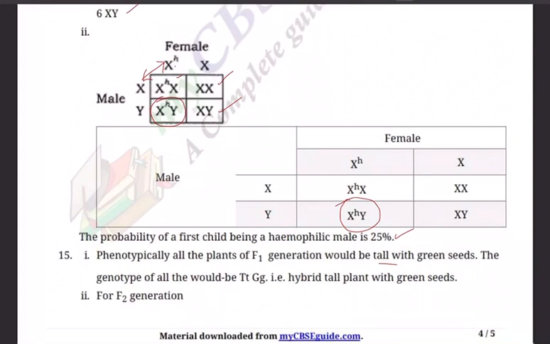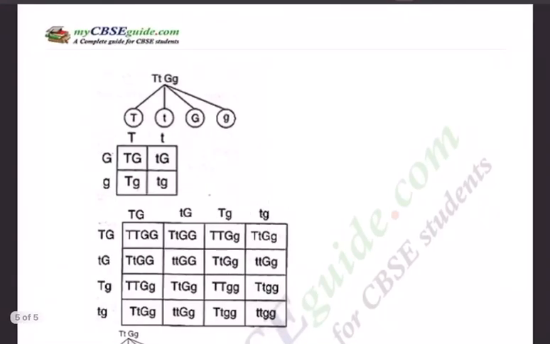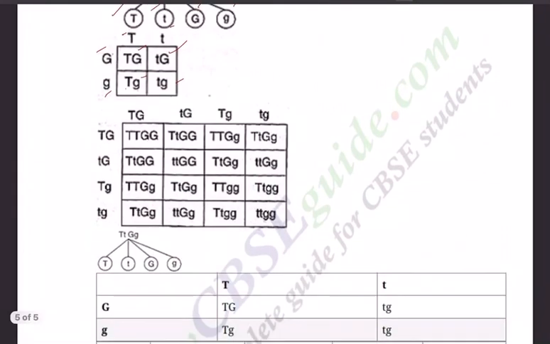Phenotypically, all the plants of the F1 generation would be tall with green seeds. The genotype of all would be TtGg, hybrid tall plants with green seeds. This is a dominant gene, so tall. This is a dominant gene, so green. And for the F2 generation, we need to have the checkerboard. How? This is how. TtGg, when the separation takes place in meiosis, splitting of the gametes: capital T, small t, capital G, small g, Punnett square. So TG, Tg, tG, tg, along the top and side.